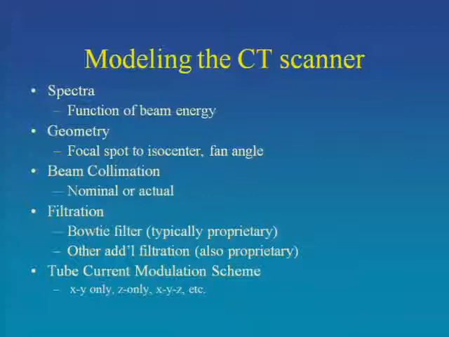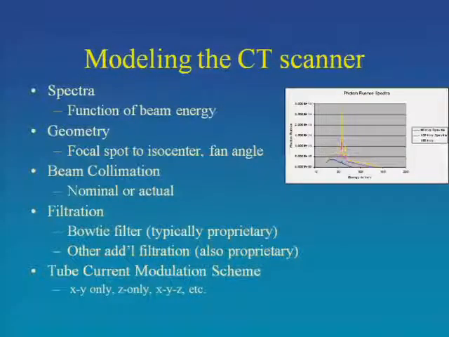So to model the scanner, there's a lot of information you need. Some of it is proprietary. We've tried to work on methods to get away from proprietary work, but you need some understanding of the spectra. Okay? And you need to do this at different beam energies. And obviously the geometry, the focal spot to isocenter, the fan angle, the collimation schemes, things like that. Filtration, the bow tie filter, this is usually where it's typically proprietary, though a couple of us have worked out methods. Adam Turner in the audience published a paper on how to do an equivalent source. But you need this kind of information about filtration.